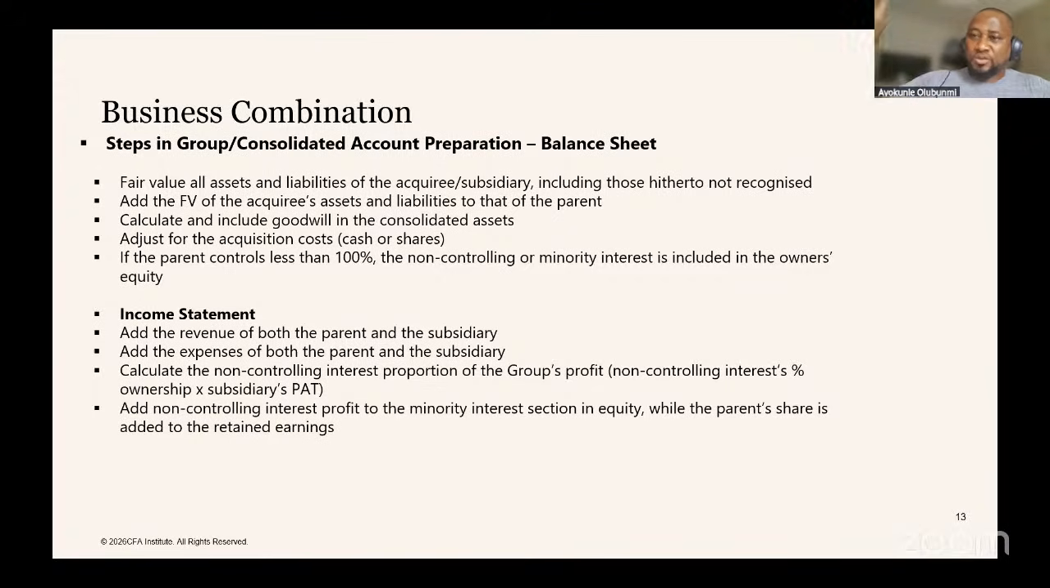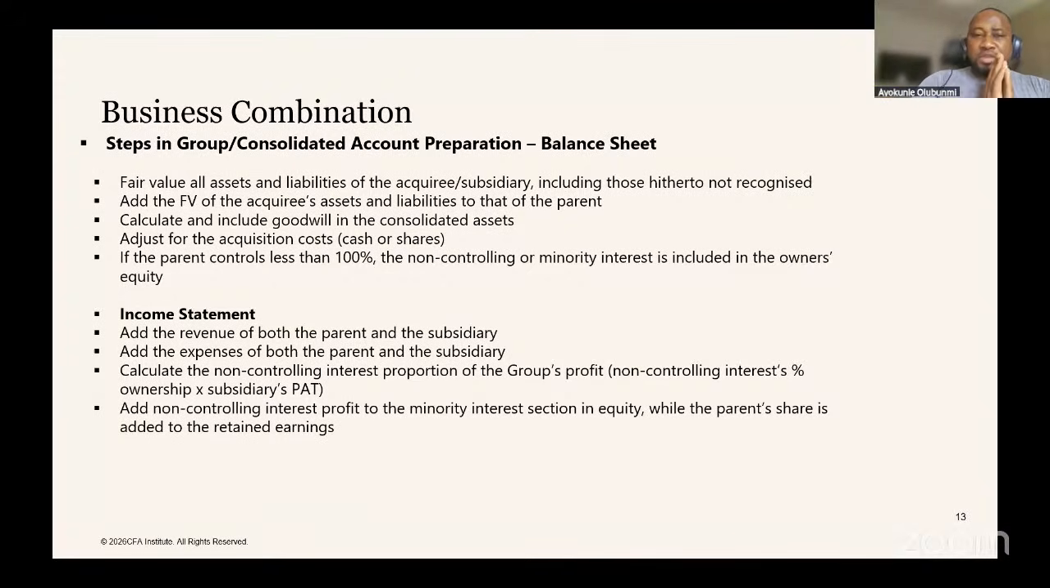So for instance, assuming the parent has sold goods to the subsidiary and the subsidiary is owing the parent. Remember that somebody will have accounts receivable, the other one will have accounts payable. All those will be eliminated. Ditto for the income statement. Assuming the parent sold something to the subsidiary, the parent will have the revenue, while the cost of sale will be in the subsidiary. All those will be eliminated.